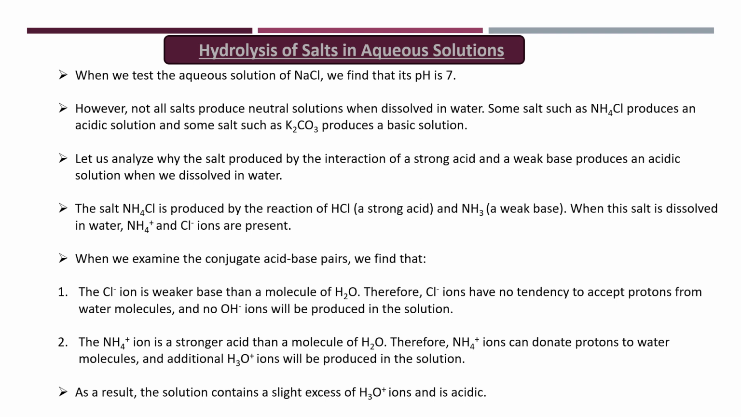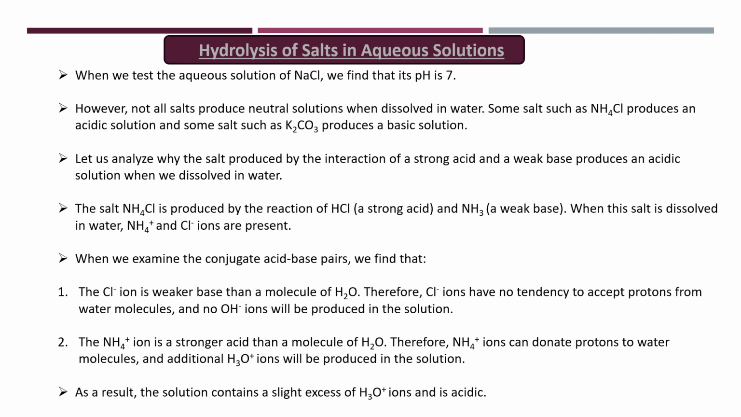Let us analyze why the salt produced by the interaction of a strong acid and a weak base produces an acidic solution when we dissolve it in water. The salt NH4Cl is produced by the reaction of HCl, which is a strong acid, and NH3, which is a weak base. When this salt is dissolved in water, NH4 plus and Cl minus ions are present.